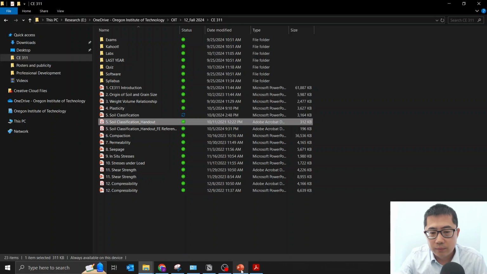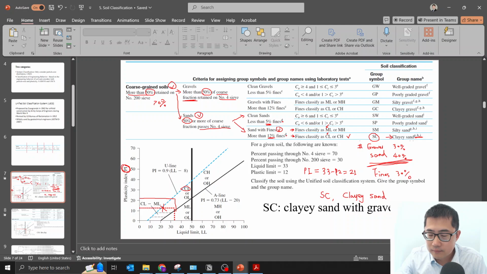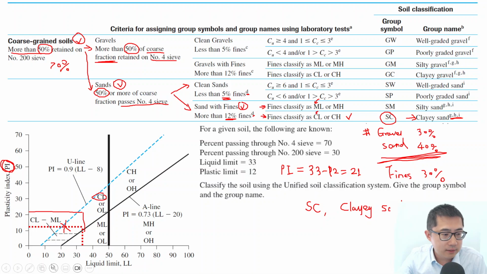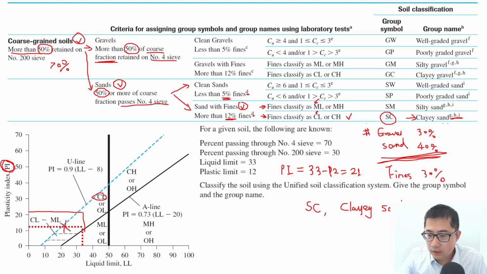So go back to this one. Clayey sand is not going to cut it. We have to go back to this one and add a "with gravel": clayey sand with gravel.